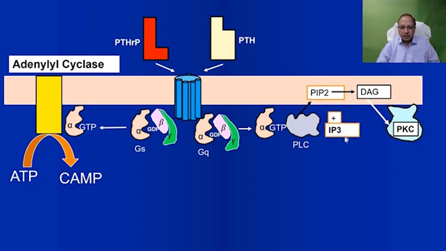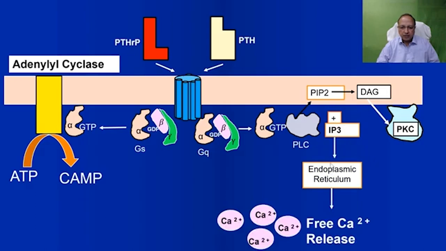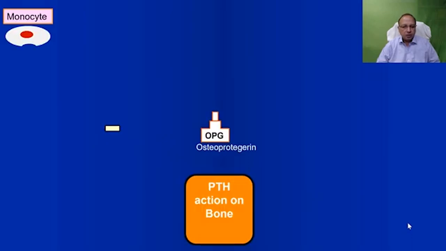That gives rise to the production of the protein kinase C that mediates the actions of the parathormone. It also causes an increase in the inositol triphosphate that causes the release of the calcium ions from the endoplasmic reticulum, and this will help in the mediation of the action. So both these, the cyclic AMP as well as the protein kinase C, participate in the action of the parathormone. So now let's see how parathormone acts on the bone.